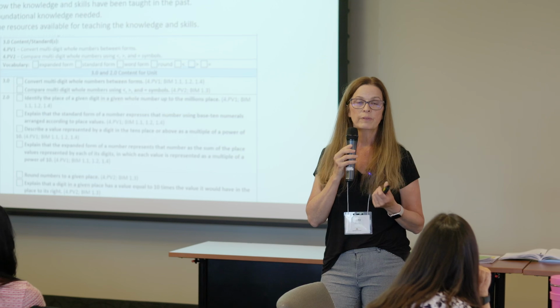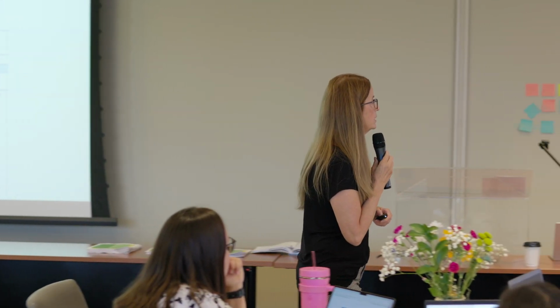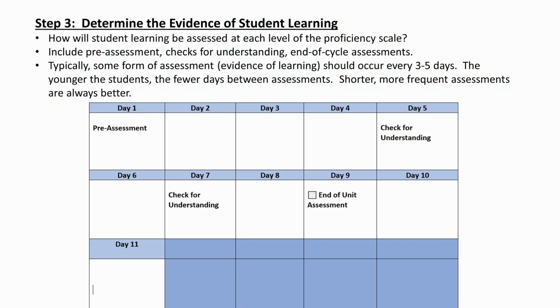Consider the resources that are available for the knowledge and skills. So what resources do you currently have that teach that? Next step, hugely important, this is where that backwards design comes into play. Determine the evidence of student learning. So before you start thinking of all the fun videos, the fun teaching activities, or what the textbook says, stop and ask yourself, what does the assessment look like for this? How will student learning be assessed at each level of the proficiency scale?